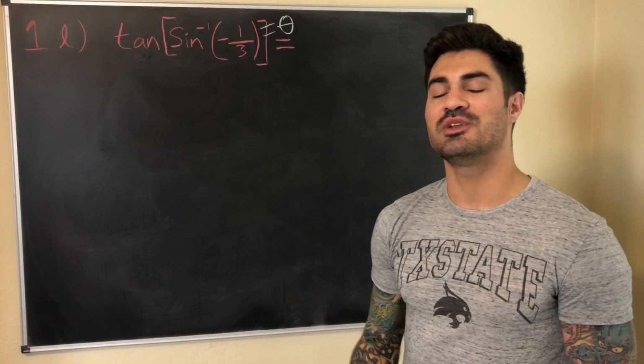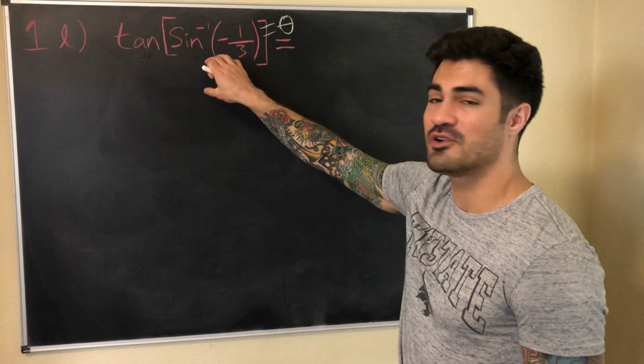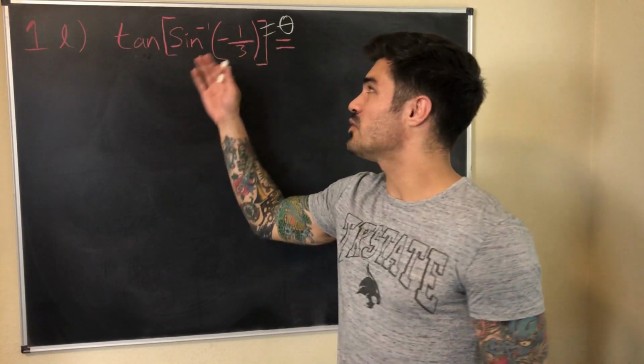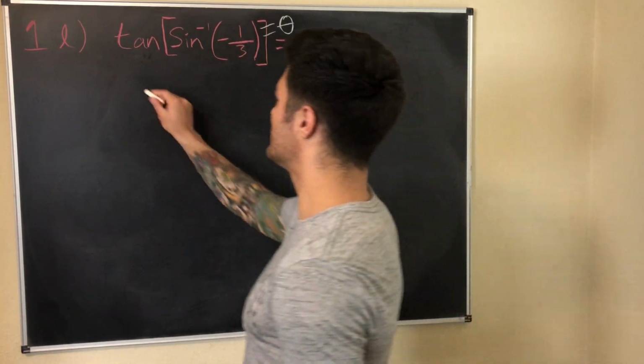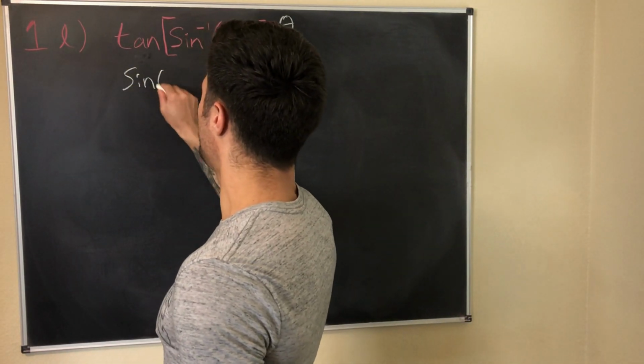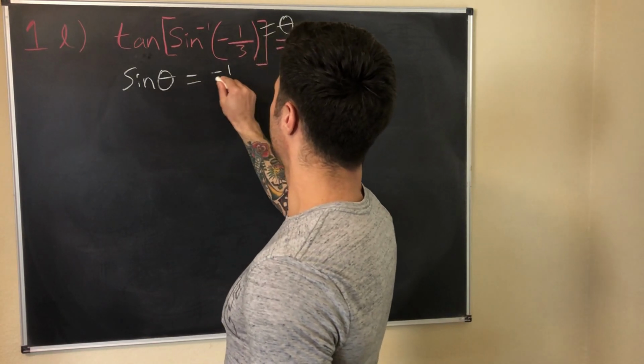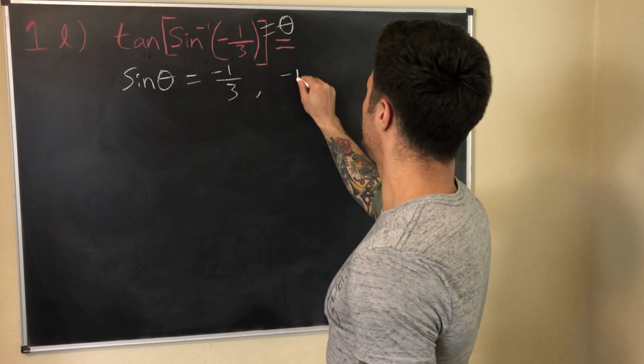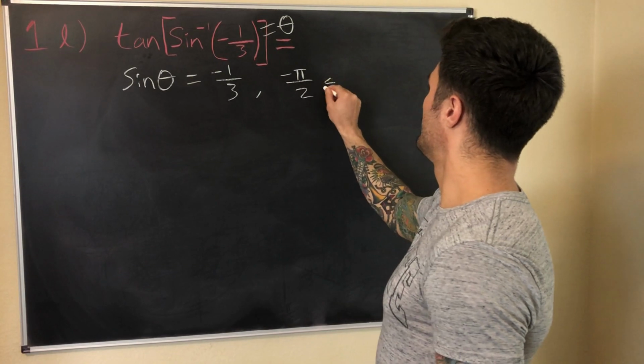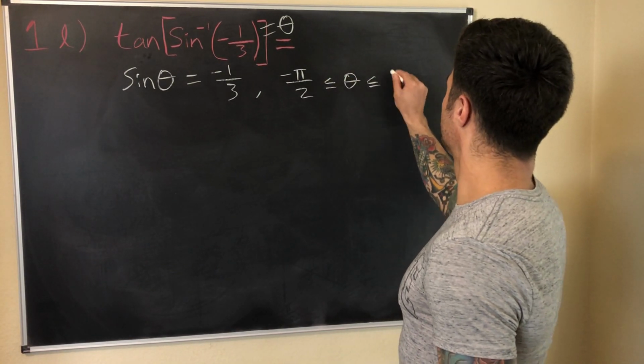So we're going to do the same thing we did in the last problem. We're going to start from the inside function and work our way out. So asking what's the sine inverse of negative 1/3 is the same thing as asking the sine of what angle equals negative 1/3. But of course, this angle has to be within the range of sine inverse.